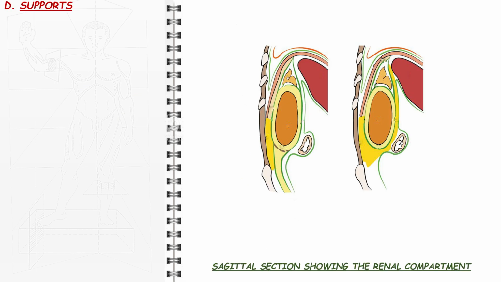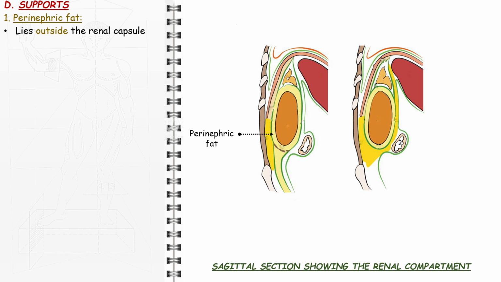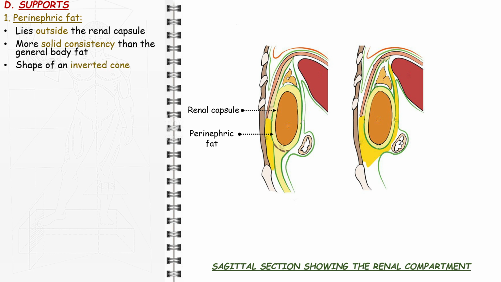The perinephric fat lies outside the renal capsule. It is a more solid consistency fat than the general body fat and has the shape of an inverted cone. The perinephric fat fills the funnel-shaped hollow of the suprailiac part of the paravertebral gutter and plays a part in retaining the kidney in position.